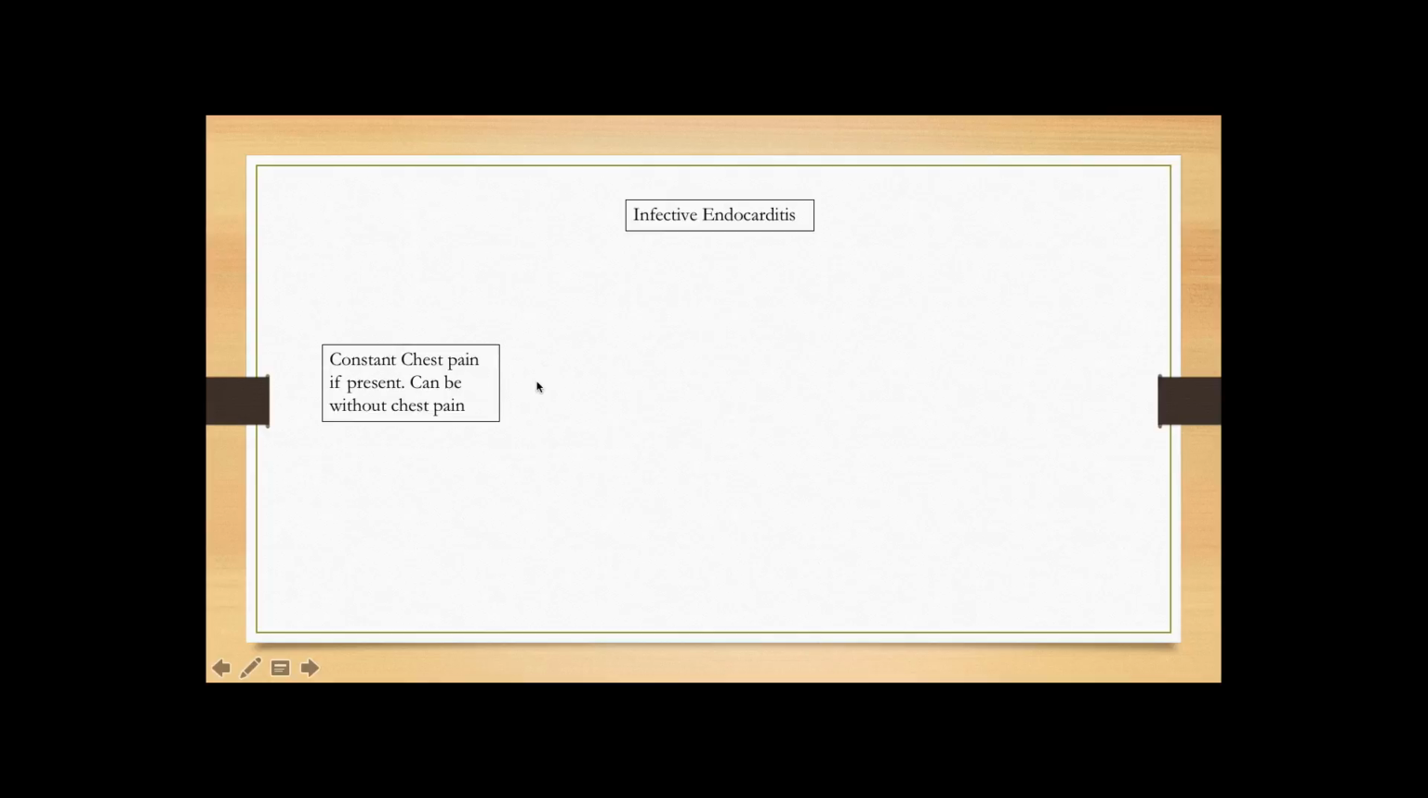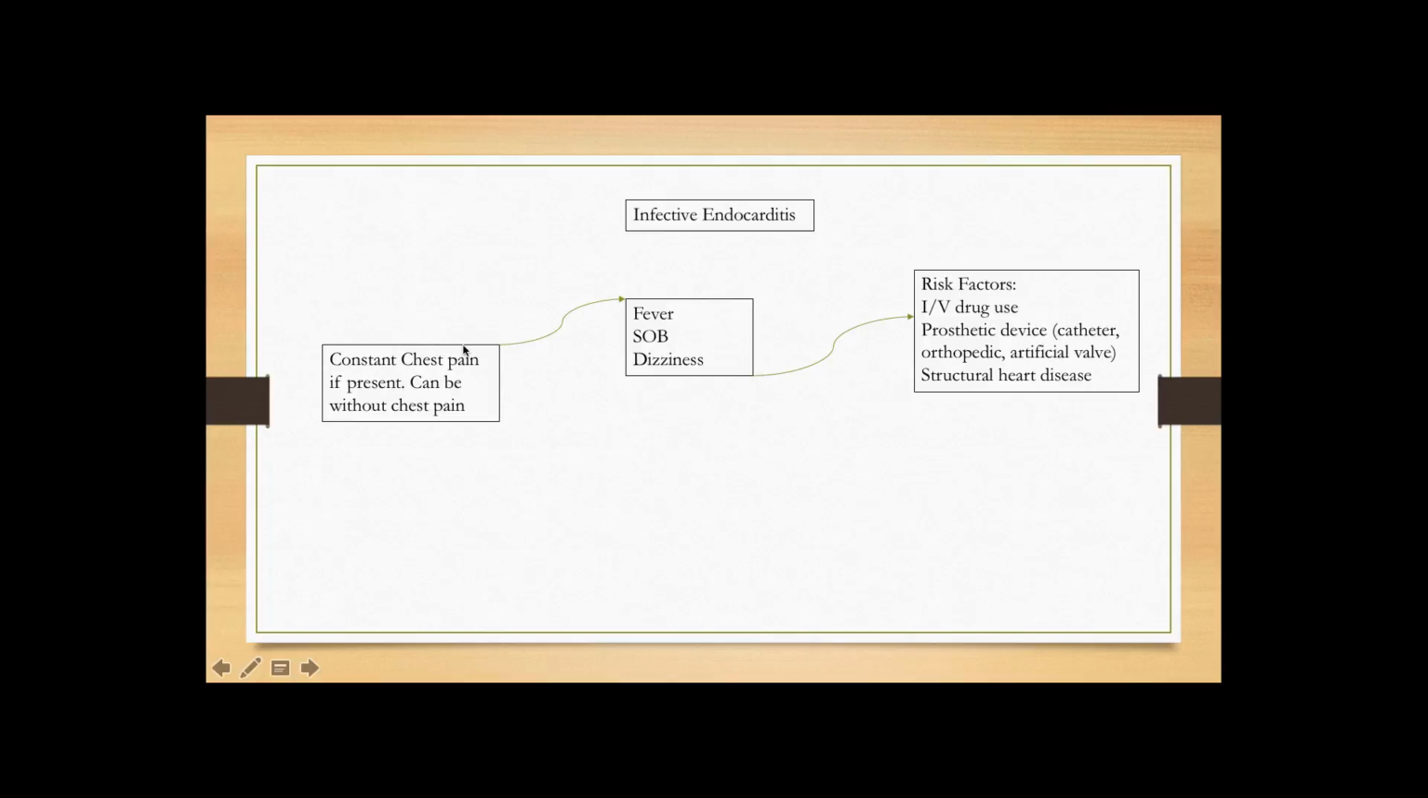The most common chief complaint is going to be fever. So they have very high grade fever with chills. They may have some shortness of breath, some dizziness because of reduced cardiac output, but usually it's just high grade fever. And if chest pain is present, it's not your typical cardiac chest pain, it's just constant chest pain.